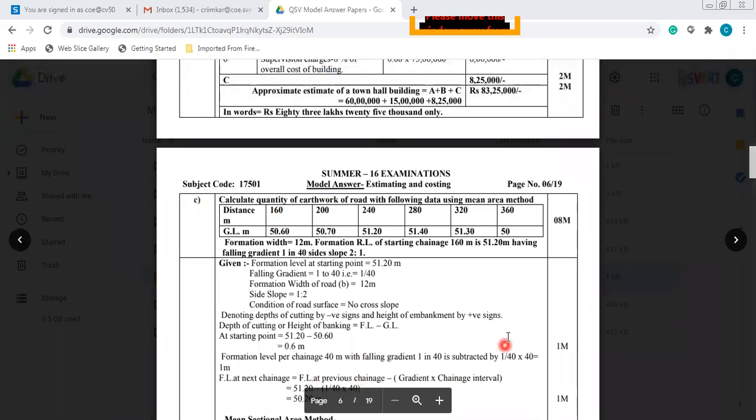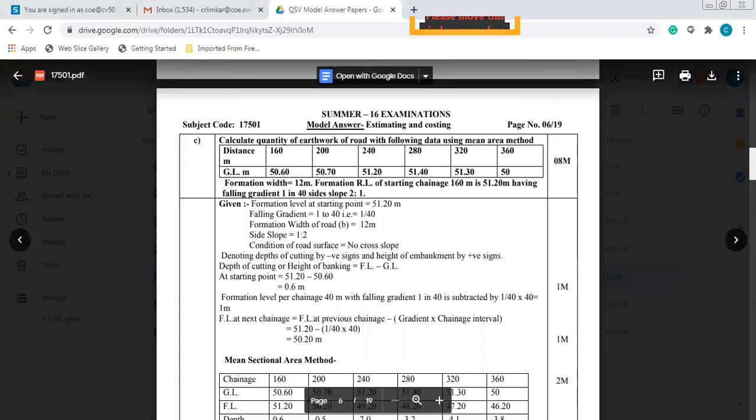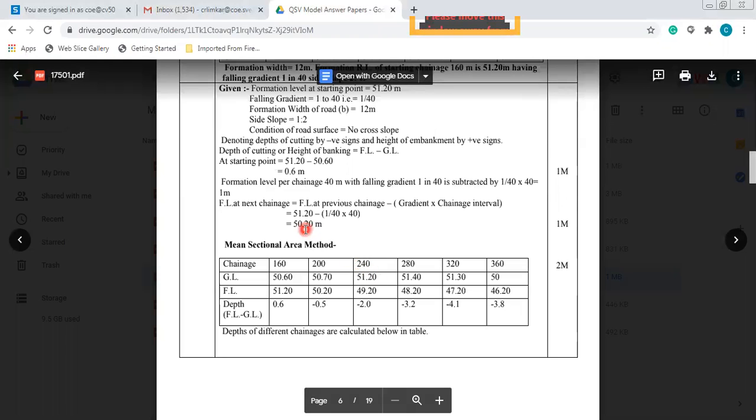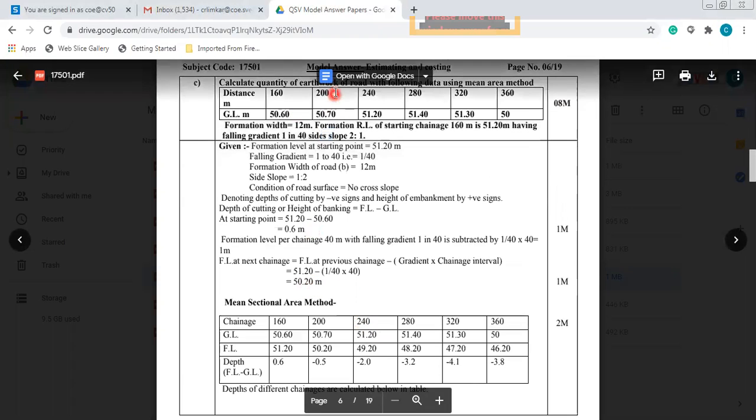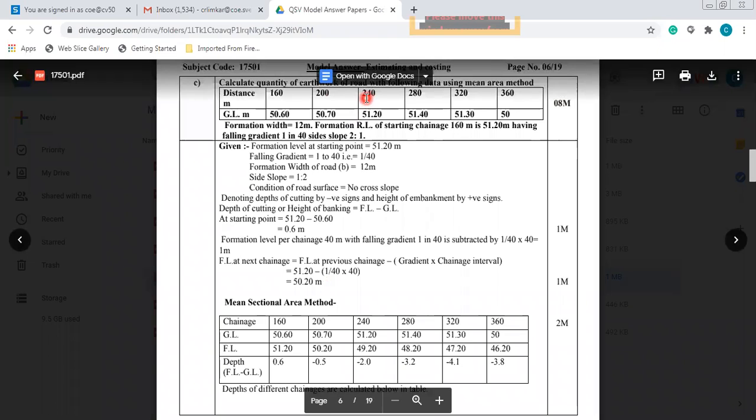Now if you do the calculation, you will get the answer. That answer comes as 50.20. So the formation level at 200 meter chainage is 50.20 meters. Similarly, you have to calculate the formation level at 240. What is your formula? Formation level at 240 meter chainage equals formation level at 200 meter, that is your previous chainage, minus gradient multiplied by difference of chainage.